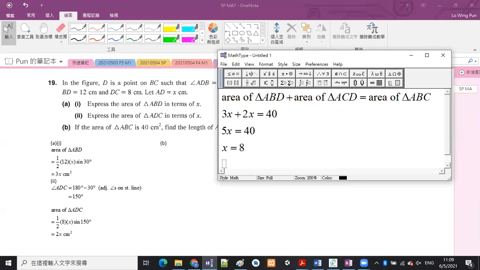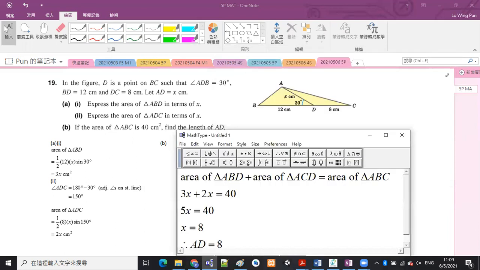Okay? But don't just leave this as the answer, because the question asks to find the length of AD, not asking you to find x, right? Just need to answer the question. Therefore, AD is equal to 8, with the unit this time, cm.